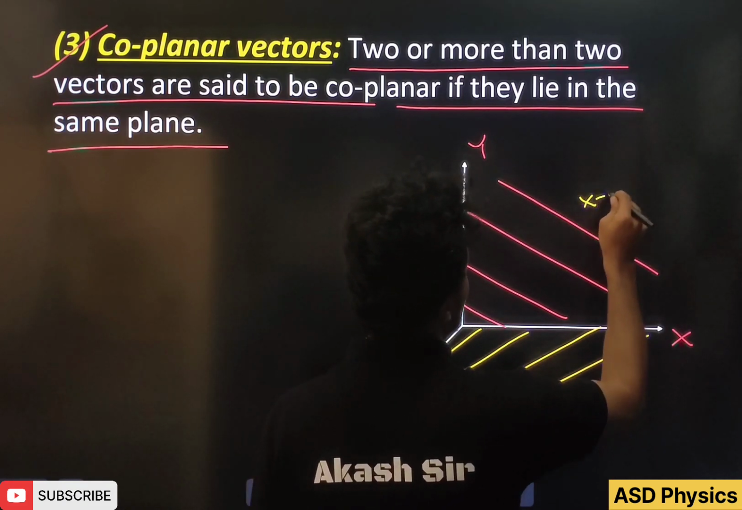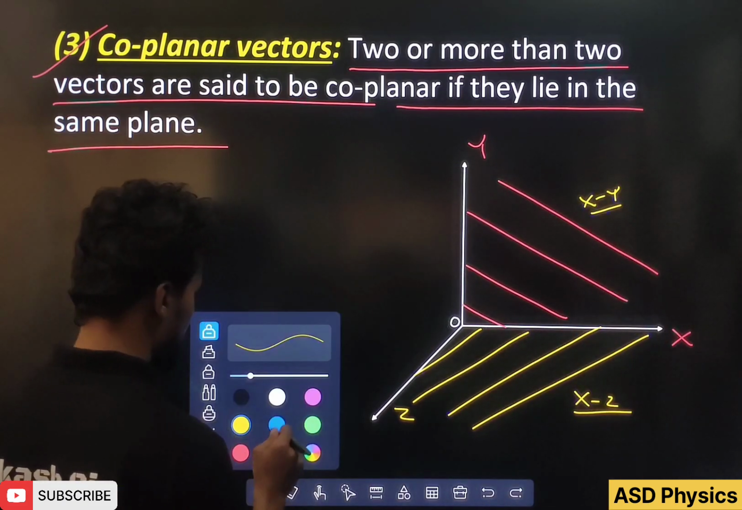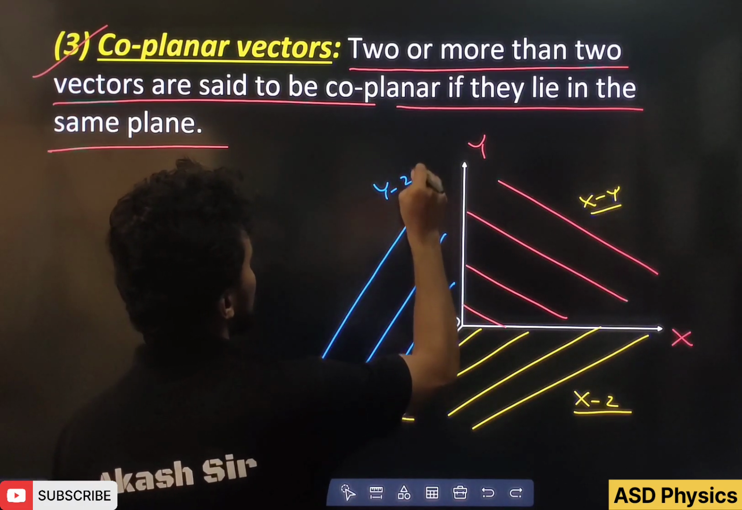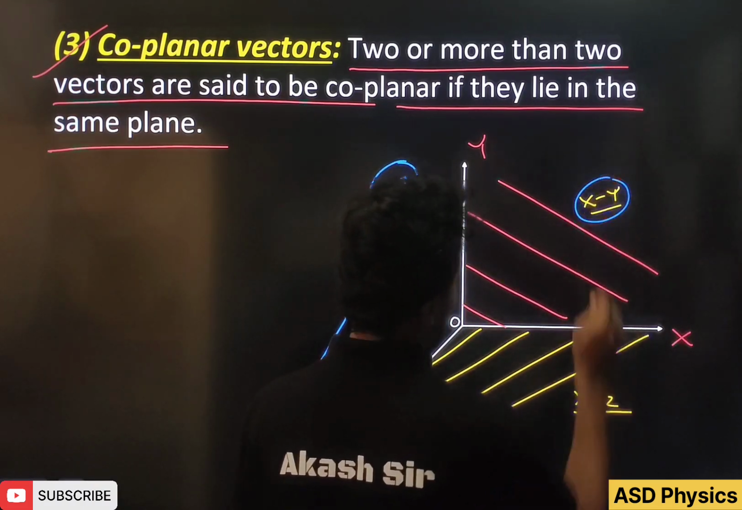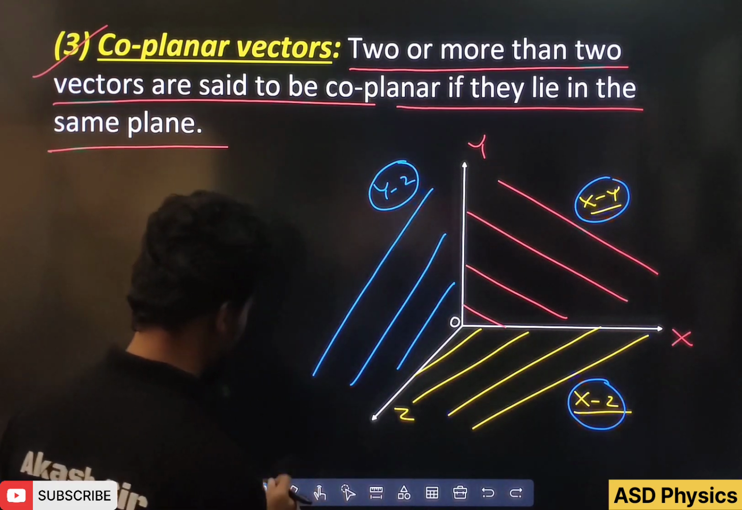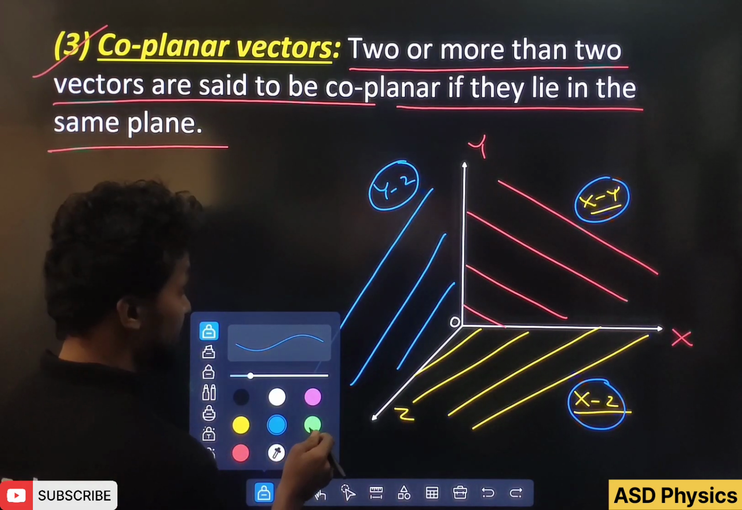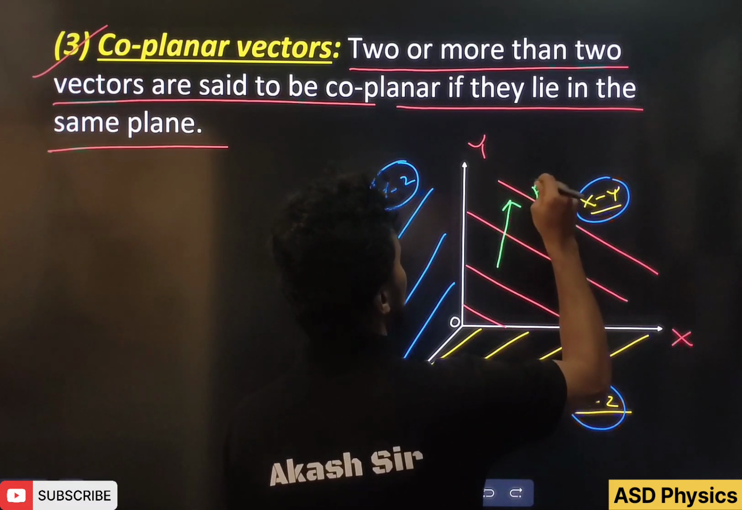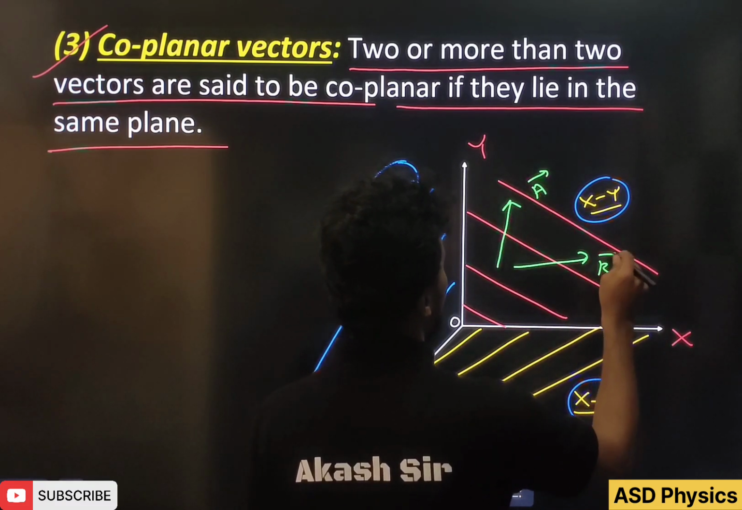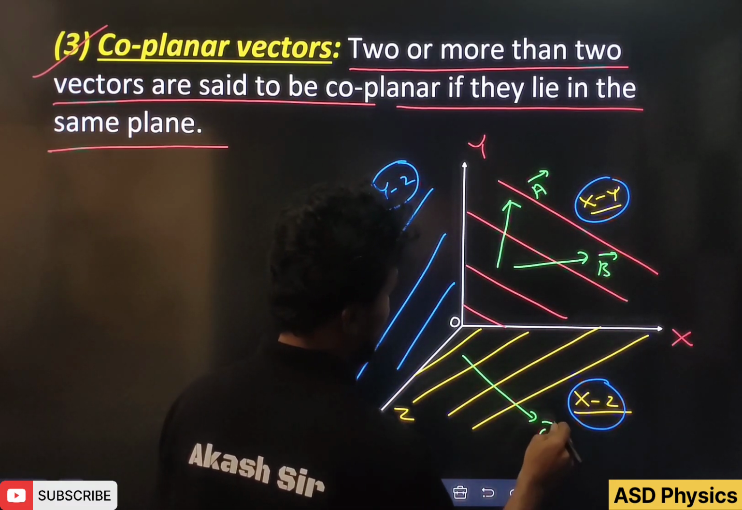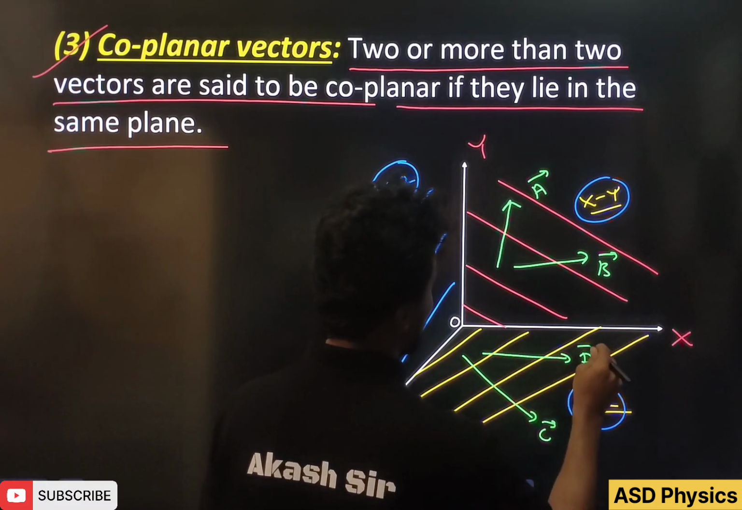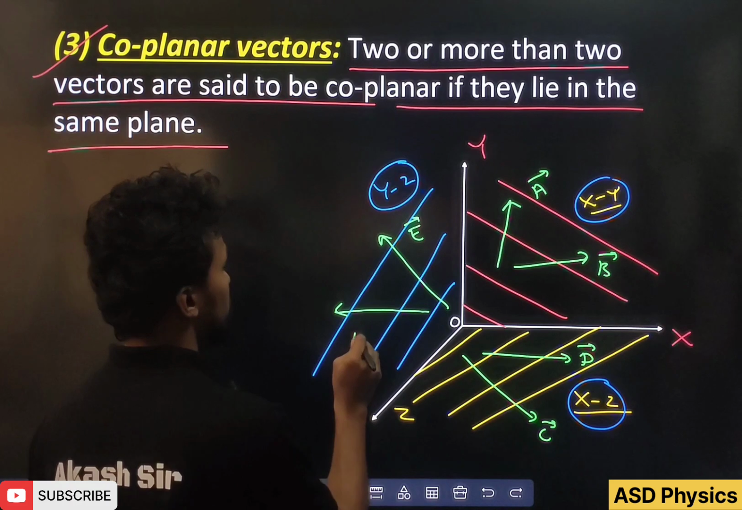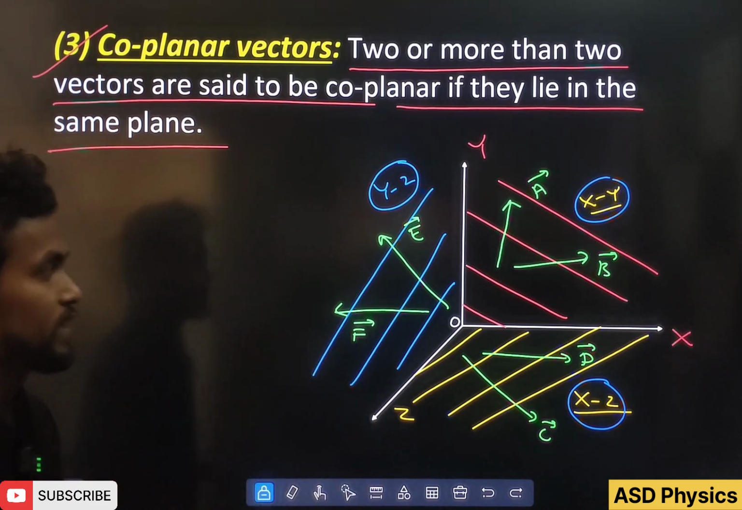This is the XY plane. And if I take this one, this is called the YZ plane. YZ plane, XY plane, and XZ plane. Now, students, if I take some vectors, for example, this is vector A, this is vector B, and I have taken vector C. This I have taken as vector D. In this plane, let's take vector E, and here vector F.